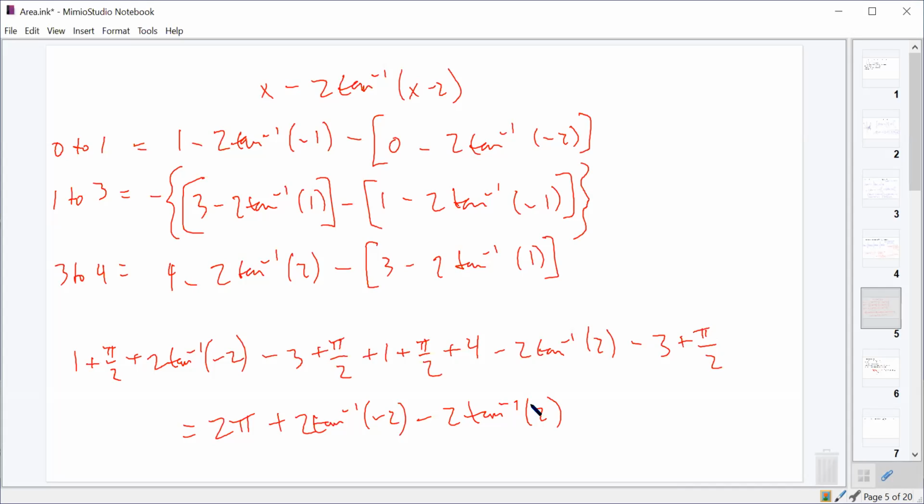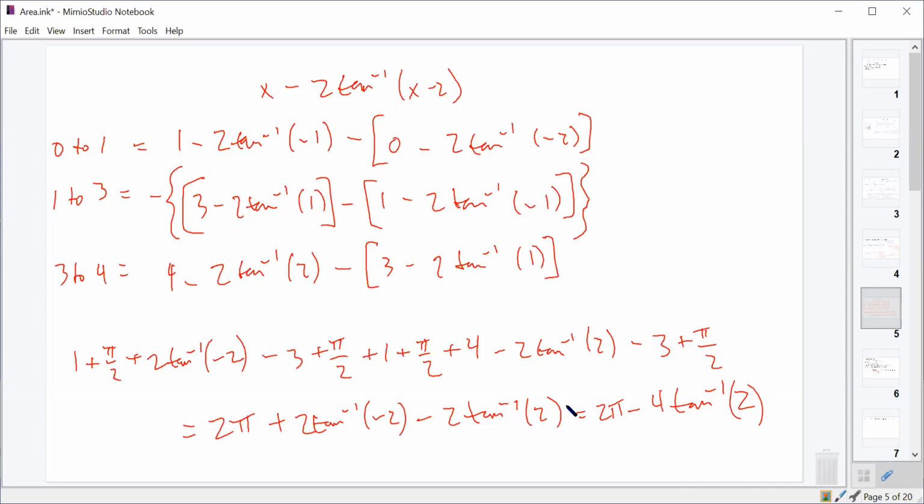Can we make that any simpler or no? Should be able to, right? I could take the negative out of here, right? We know that the inverse tangent of -2 is just the opposite of the inverse tangent of 2, so I can make that -2 inverse tangent of 2. So this could be 2 pi minus 4 inverse tangent of 2. That'd be fine also. In fact, that's a better answer.